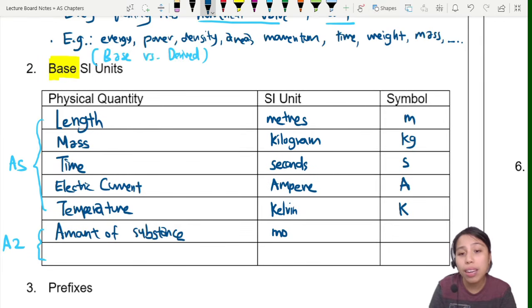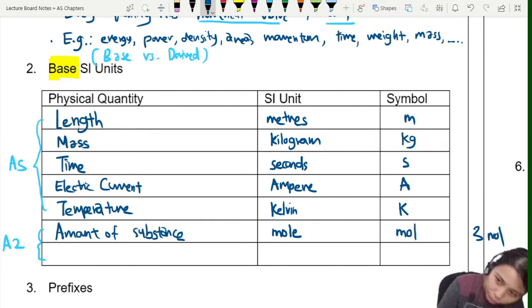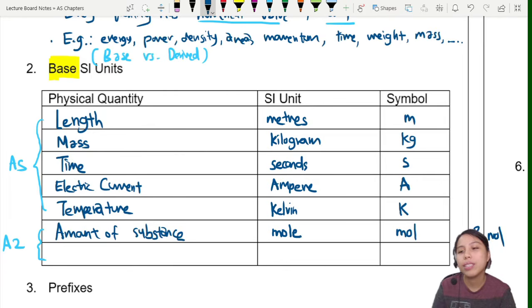But we quantify amount of substance by moles, or the mole. The symbol we often write is mol. So like 3 mole of oxygen. What does that mean? That's just quantifying the substance.